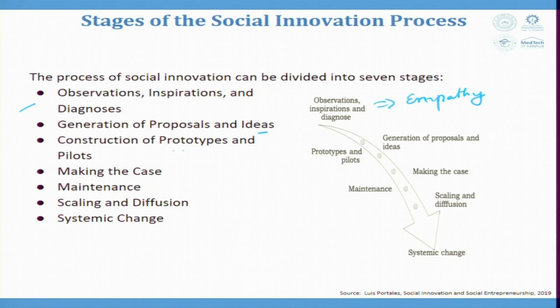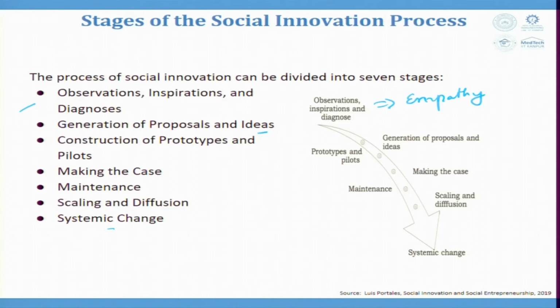The third one is construction of prototypes and pilots. Whatever idea you develop, it is good to develop a physical or a virtual product, either in terms of product or in terms of service. So, construction of a prototype and pilot is very important. Then we try to make the case, then look for sustenance, then look for scalability and diffusion, and finally we get a systematic change. So, there are 7 steps: 1, 2, 3, 4, 5, 6 and then 7.